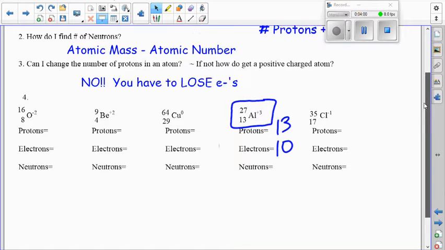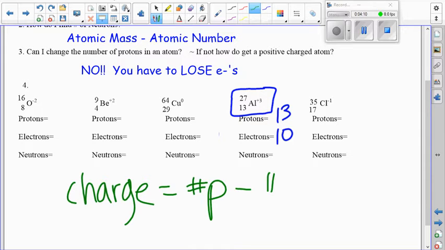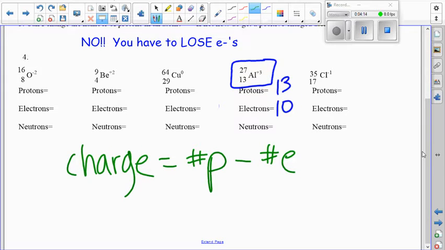The other way, which some people will vibe with more, here's the equation. Remember, this is something a lot of people wrote down yesterday, and I would encourage you to do so if you haven't already: charge is equal to the number of protons minus the number of electrons. So in this particular case, the charge we're told is +3. The number of protons is 13.